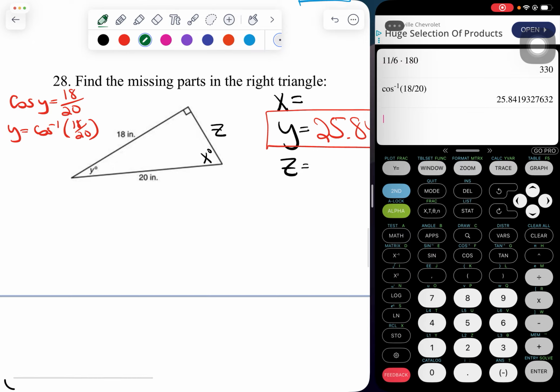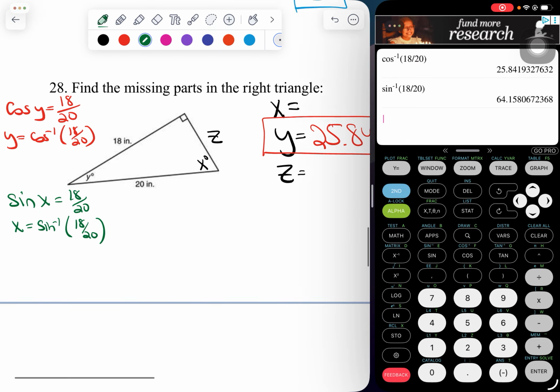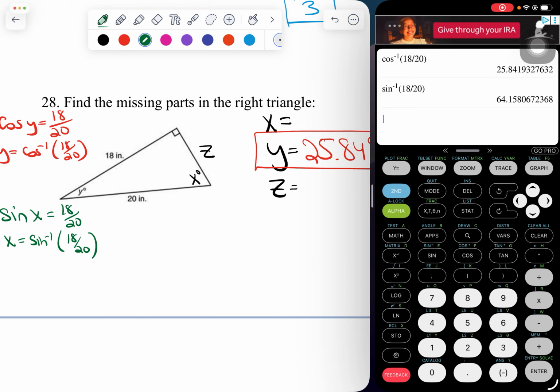Let's do a similar situation for X, but we got to be careful because for angle X, that's the opposite side. Now, that's still the hypotenuse. So opposite and hypotenuse, that's going to be sine of X equals 18 over 20. So for X, we're going to do the inverse sine of 18 over 20. So second sine, that's the inverse. Fractions 18 over 20. All right, so that's going to be 64.16 if I round it off. So 64.16 degrees.